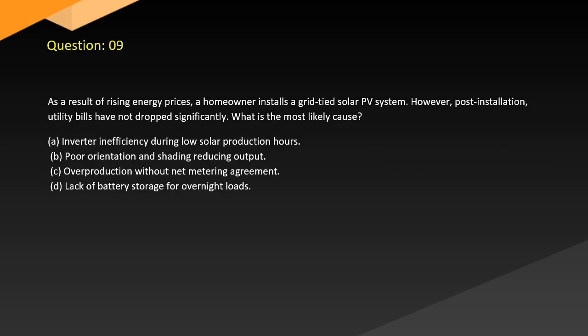Question 9. As a result of rising energy prices, a homeowner installs a grid-tied solar PV system. However, post-installation utility bills have not dropped significantly. What is the most likely cause? A. Inverter inefficiency during low solar production hours. B. Poor orientation and shading reducing output. C. Overproduction without net metering agreement. D. Lack of battery storage for overnight loads.